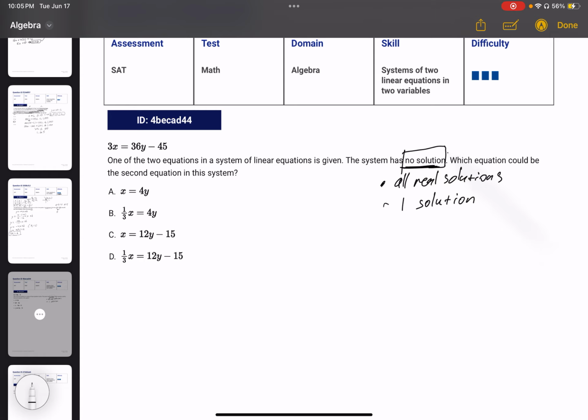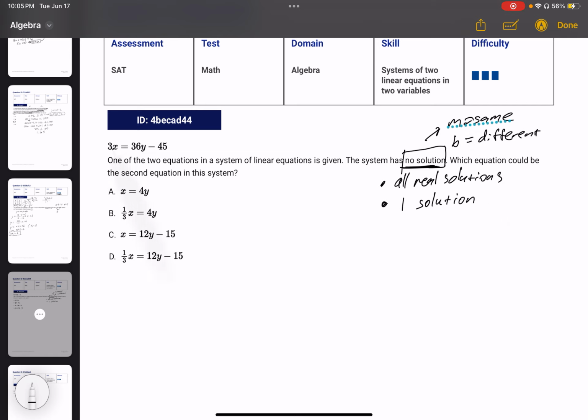So that means these all have to deal with the slope of these lines. When it's no solution, the slope m is going to be the same, but b is going to be different. For all real solutions, they're both going to be the same. And then for one real solution, they're both going to be different because they'll eventually intersect. So no solution, we're looking for the same slope and a different y-intercept.